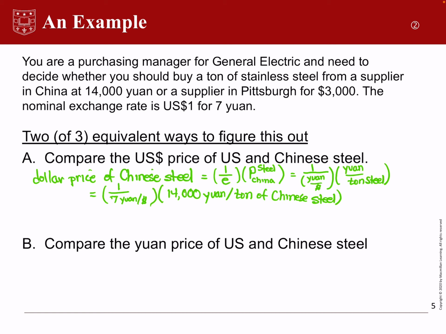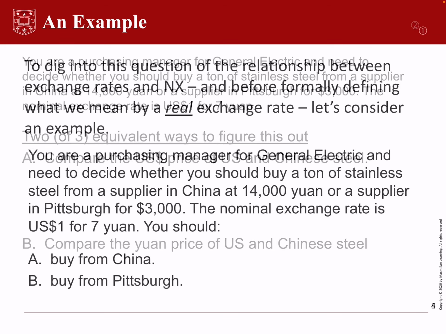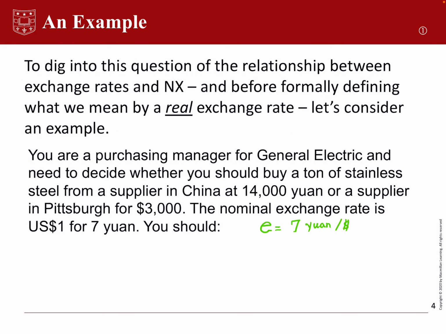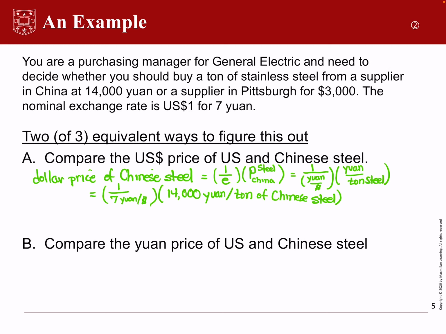And so if you do that, basically what you're doing is dividing 14,000 by 7, and that should give you $2,000 per ton of Chinese steel. And so right away, we have the first of several instances in which we're going to see that the best thing for you as the purchasing manager is to purchase the steel from China.